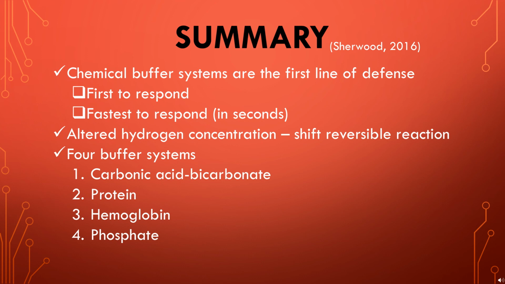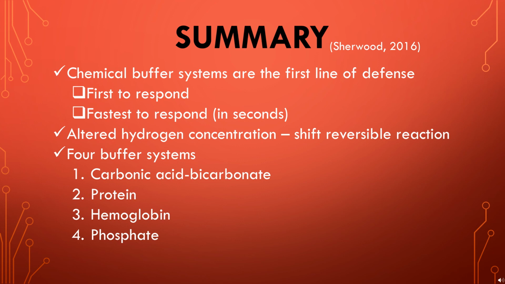I have included the second to last slide to give a summary of some of the things that I have discussed in today's video. All of the chemical buffer systems are able to act within seconds to minimize any changes in pH. These buffer systems are the body's first line of defense against changes in hydrogen concentration, given that they are the first and the fastest mechanisms to respond. When hydrogen concentration is altered, the buffer systems shift their reversible chemical reactions to make up for the change.